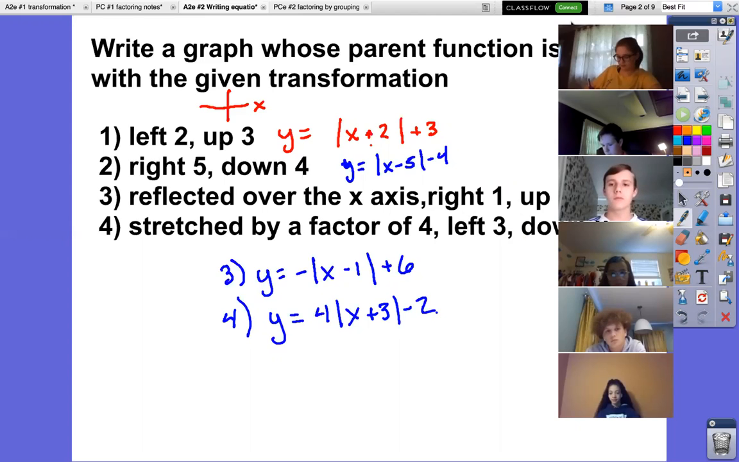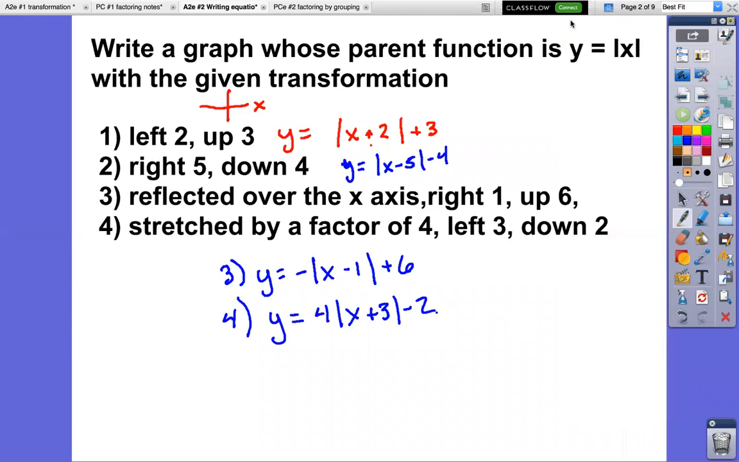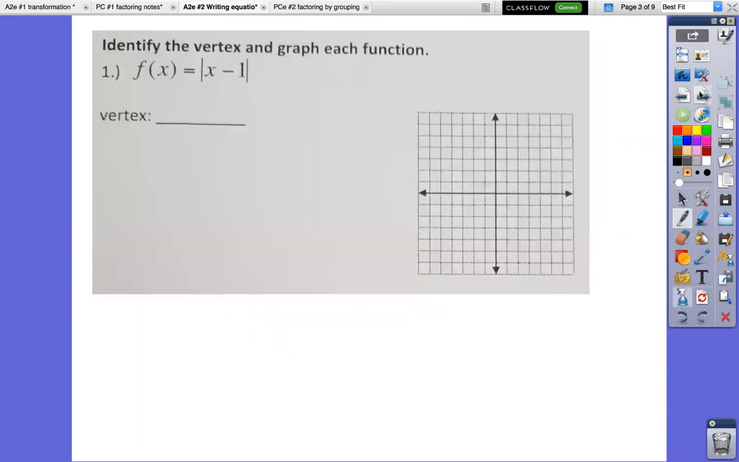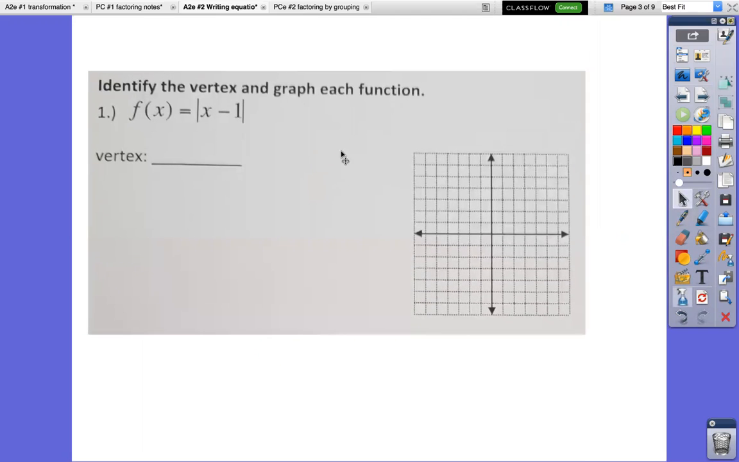So any questions before I move on? Any questions? All right. Let me erase this. All right. So I was just talking about the concept of a vertex. Now that you guys understand what's going on, we don't have to make a table every single time to graph. In fact, that's going to be a much longer process to graph it.